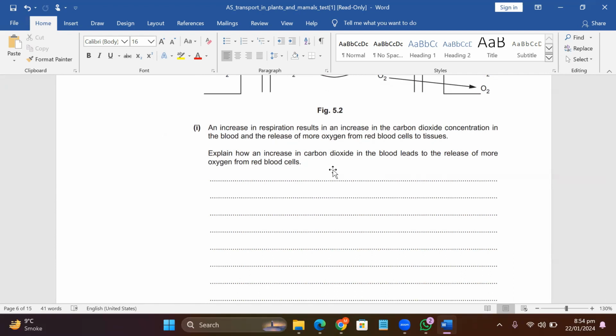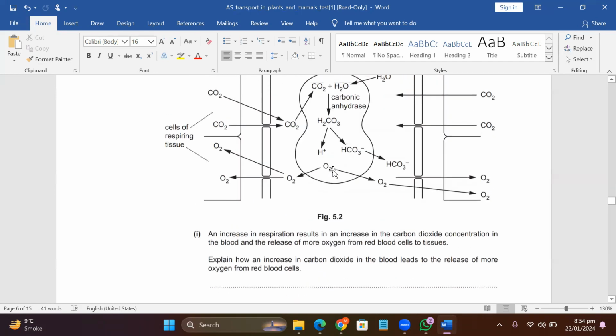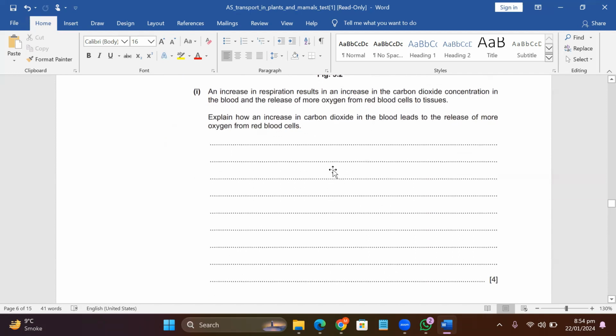Explain how an increase in carbon dioxide in the blood leads to the release of more oxygen from the red blood cells. You were supposed to write the entire Bohr shift, right? How it leads to it, and the buffering effect.